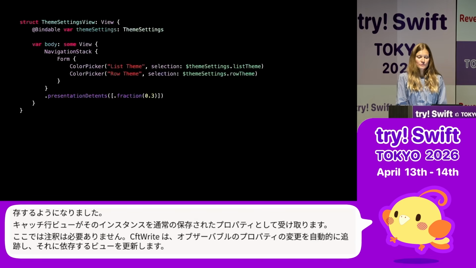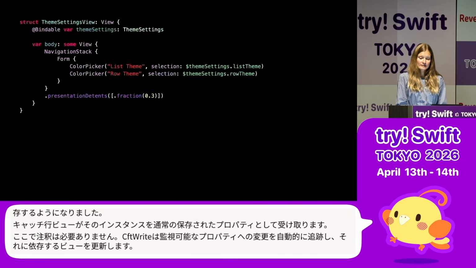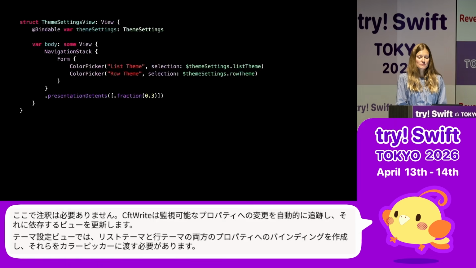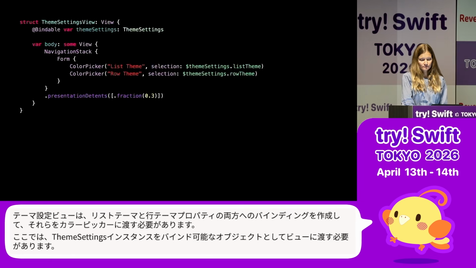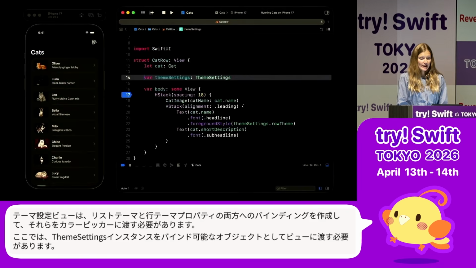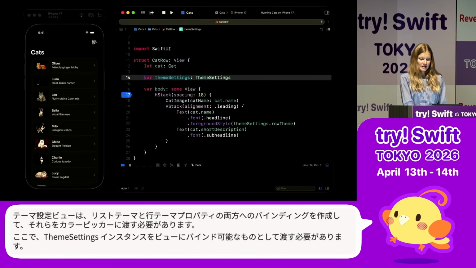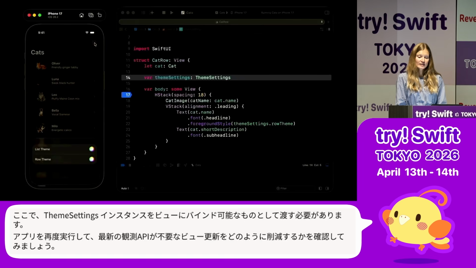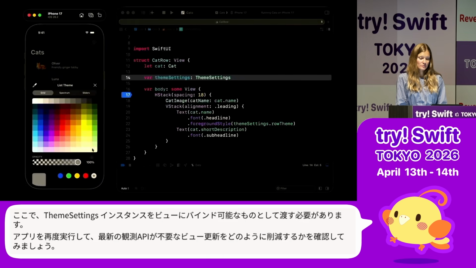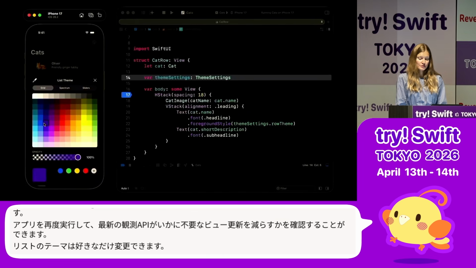The theme settings view needs to create bindings to both list theme and row theme properties to pass them to color pickers. Here, the theme settings instance has to be passed into the view as a bindable. We can run the app again to see how modern observation APIs reduced unnecessary view updates. We can change the list theme as much as we like. The row view bodies will not be reevaluated.